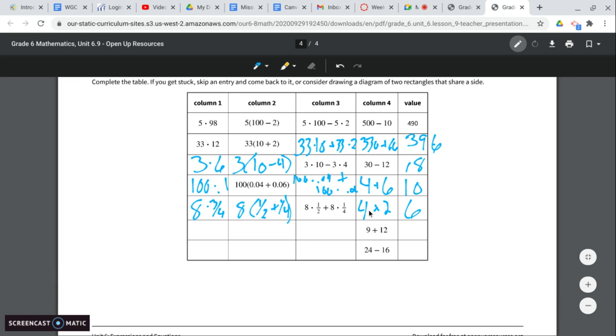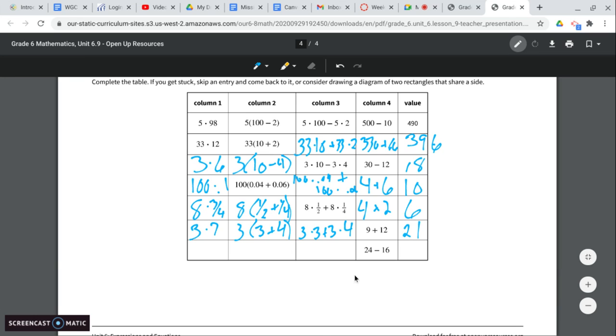All right, this next one here, we have 9 plus 12. 9 plus 12 is what? 21. Now, we need to figure out what column 3 would be. Well, what do 9 and 12 have in common? They're both divisible by 3. So 3 times what gives us 9? That would be 3, plus 3 times what gives us 12? 4. So here we'd have 3 times (3 plus 4). 3 plus 4 is what? 7. So 3 times 7.